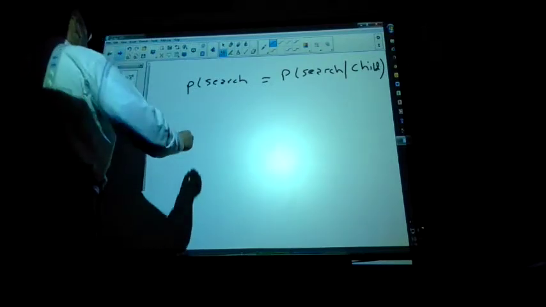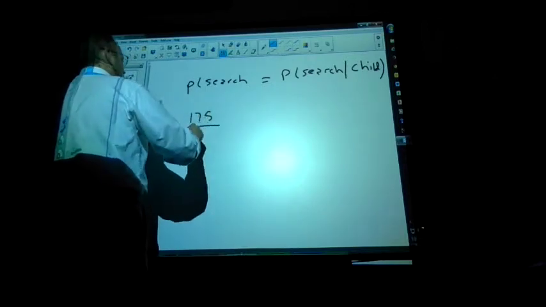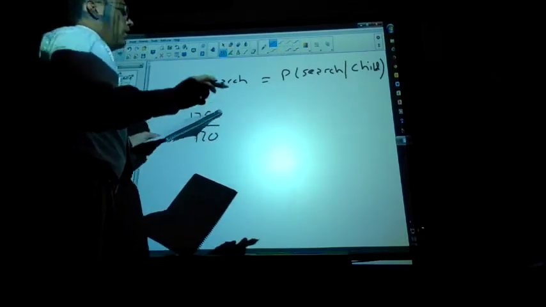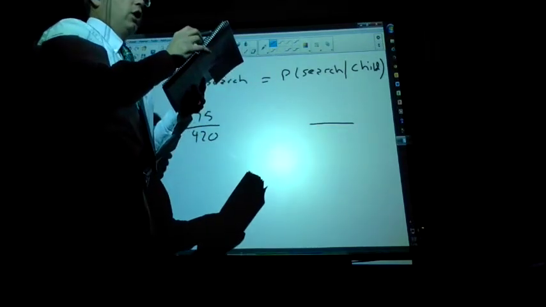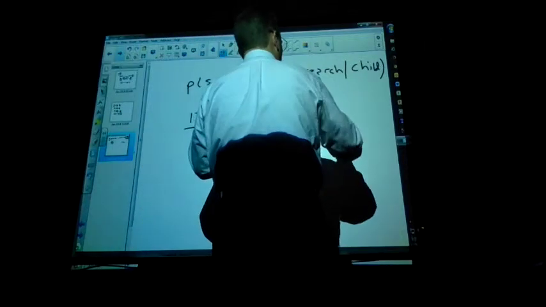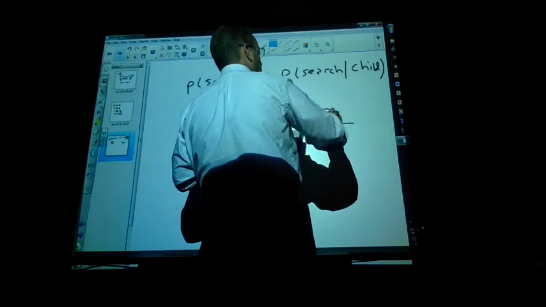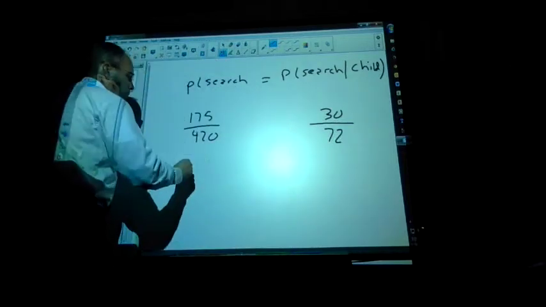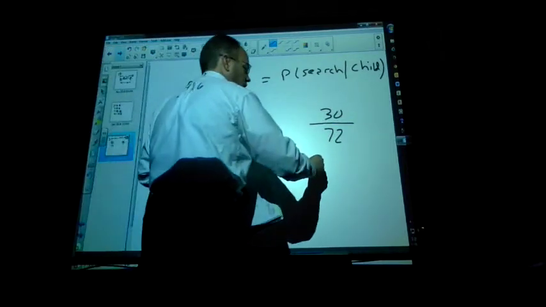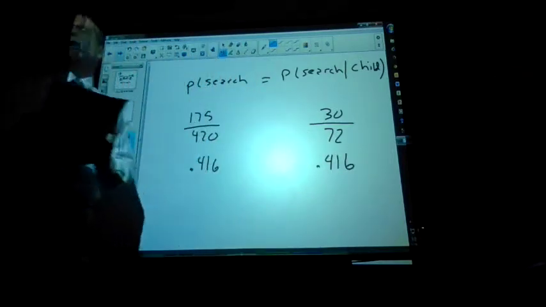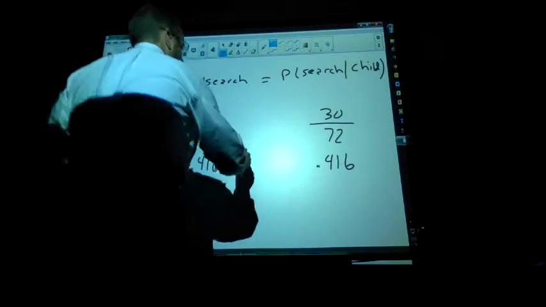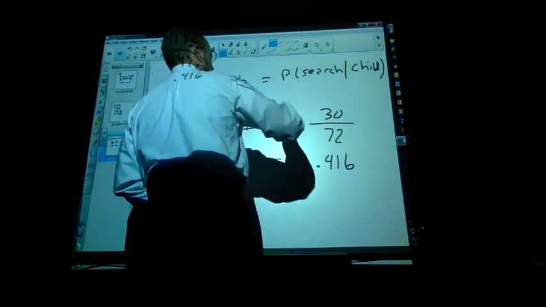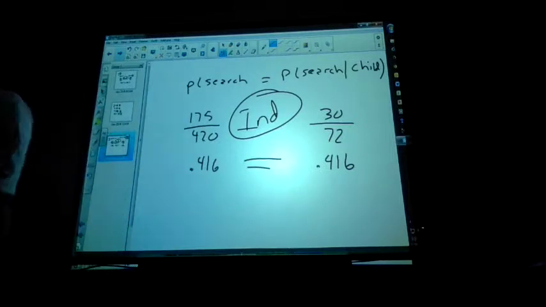So the probability of you being searched is 175 out of 420. The probability of you being searched such that you have a child: if you look, you have children, there's 72 of you, and if you're searched with a child, that's 30 out of 72. This gives me 0.416 as a decimal. This also gives me 0.416 as a decimal. What do you think? Independent or not? They are. These are equal, so these are independent events. They are independent. They are not disjoint.